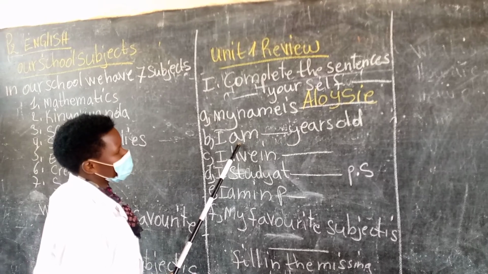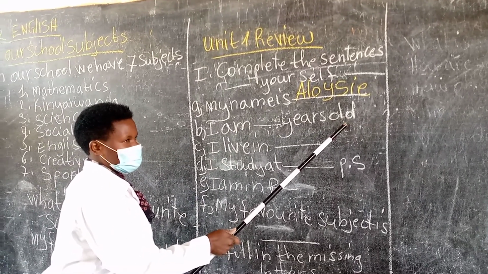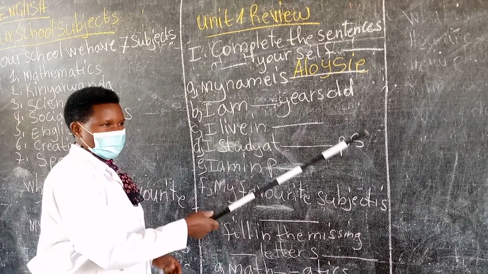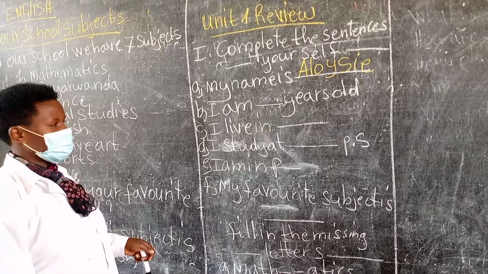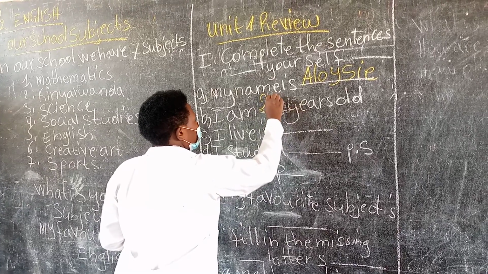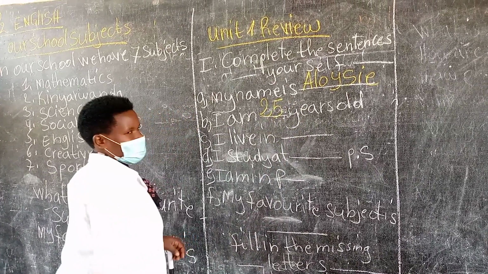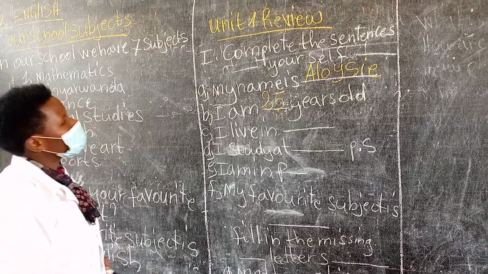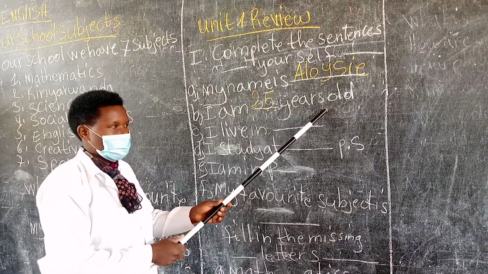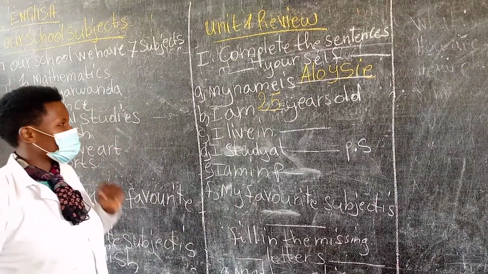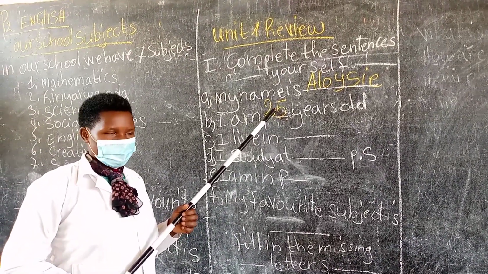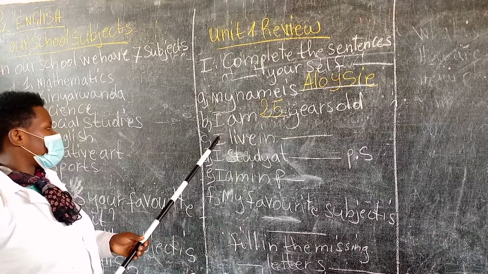I am blank years old. Remember, according to years old, what can I say? I am 25 years old. According to me, Aloysi, I am 25 years old. Dear parents, make your learners or your children write here their age. Let's go on to the following question.